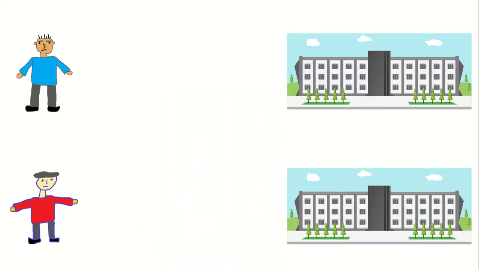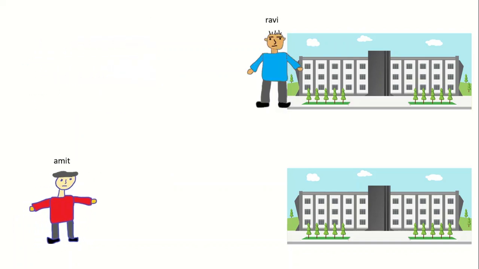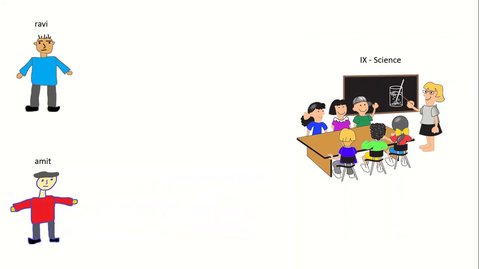Suppose there are two boys, Ravi and Amit. Ravi knows the importance of organized data, and he knows how to organize information. Amit doesn't know about organized data or its importance. Both of them go to the school for some work, and after that they reach a ninth class, in which a science class is running.